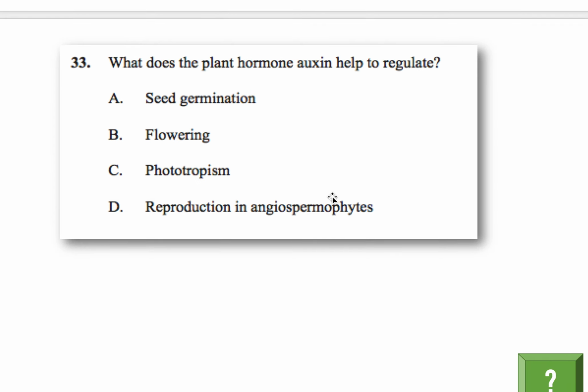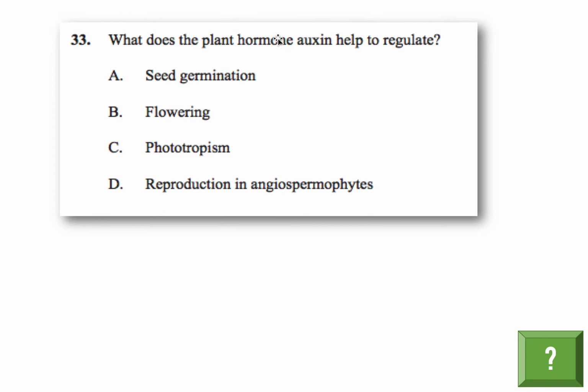Okay, next one. And again, guess what? Auxin. So what does the plant hormone auxin help to regulate? A, seed germination? No. The hormone that does this, you'll learn in 9.4, and it's called gibberellin. B, flowering? No, again, that's going to be another hormone you'll learn about. It's far red. It's a far red thing. You'll learn about that in 9.4 as well, the next subtopic.